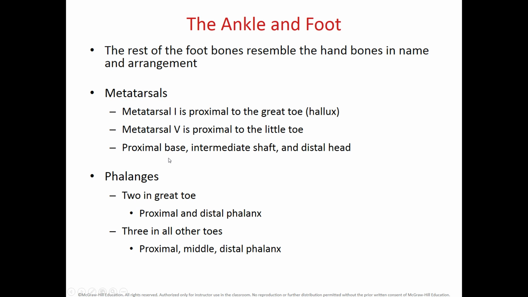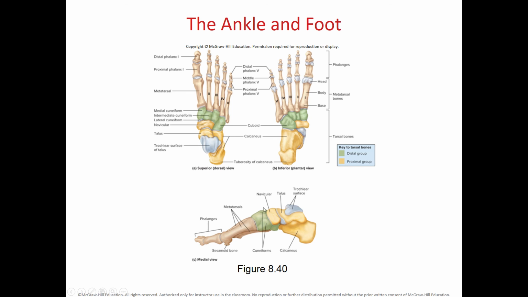And then the metatarsals also have a base that is proximal. They have a body or shaft that is intermediate, and they have a distal head. And then the phalanges: in the great toe, you have the proximal and distal phalange, and then you have 3 on the other toes. So you have proximal, middle, and distal phalange. So this is how the bones of the ankle and the foot look.